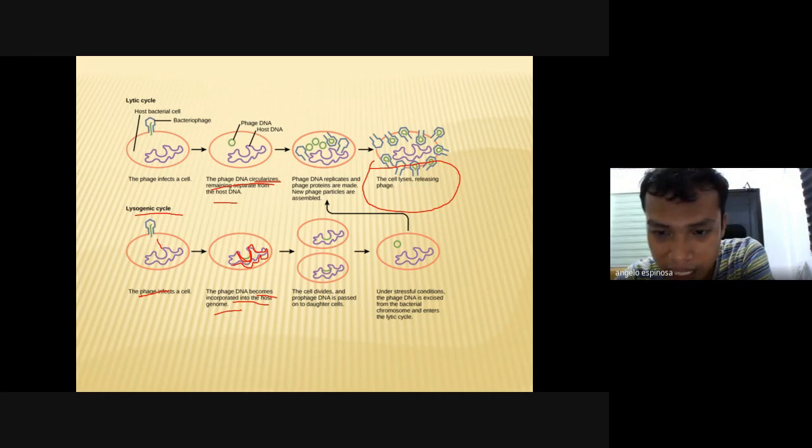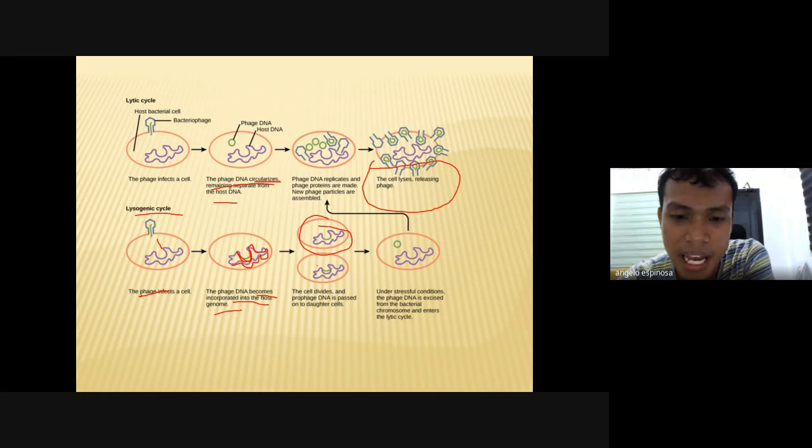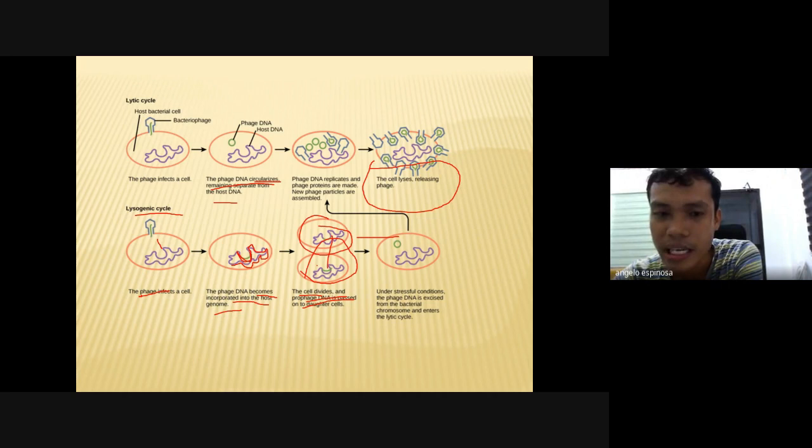Andun pa rin yun, until such makakabuo siya ng sarili niyang... the cell divides and prophage, kasi alam naman natin ang cell ay nagde-divide, di ba? Talagang nagde-divide yan by the process of mitosis. So, the cell divides and prophage DNA is passed on to the daughter cells. Pag dumami na, tapos meron na naman bago, nagkakaroon ng pagpasa-pasa ng viruses. So it's contagious, kasi affected yung iba. Infect sa isa, affected ang lahat.